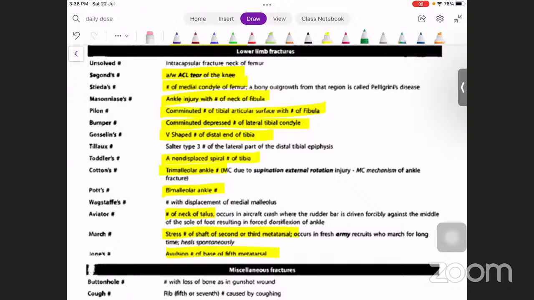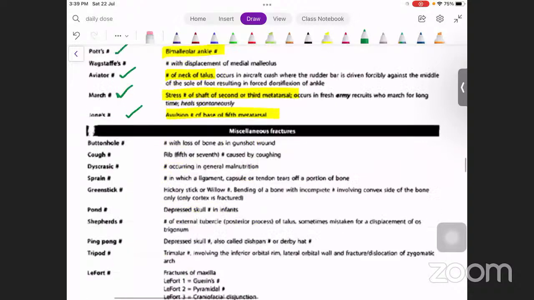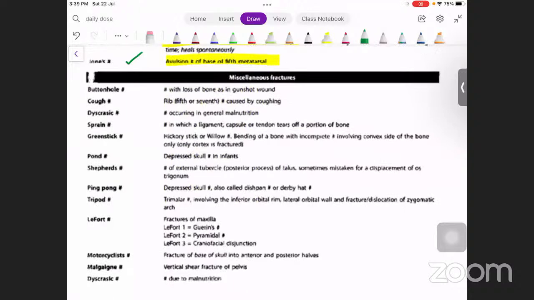Among that, pilon is the tibial articular surface along with the fibula, that is pilon fracture. Lateral tibial condylar fracture is bumper's, and trimalleolar fracture is your Cotton's. Bimalleolar fracture is your Pott's, and the neck of the talus is aviator. Shaft of the second and third metatarsal is March. Avulsion fracture of the base of the fifth metatarsal is your Jones.